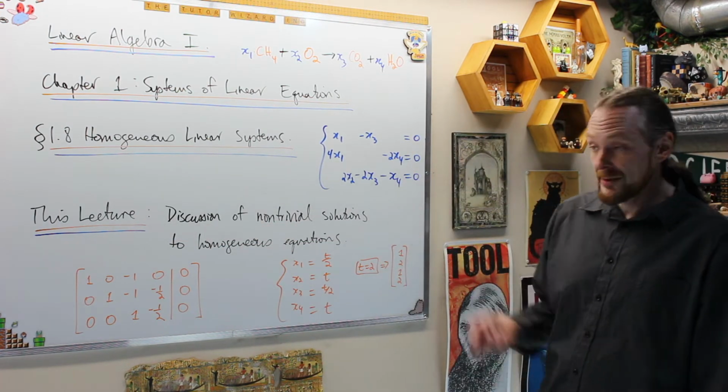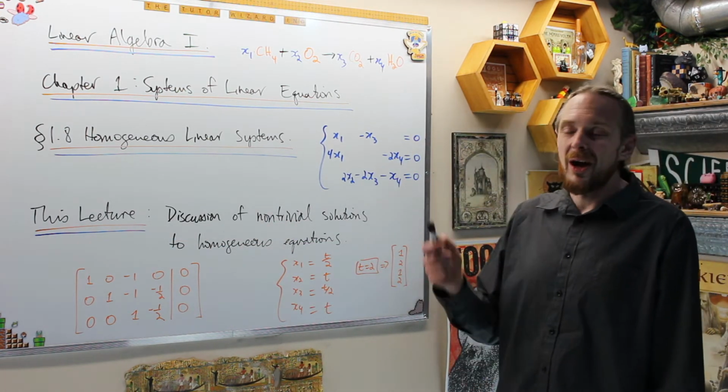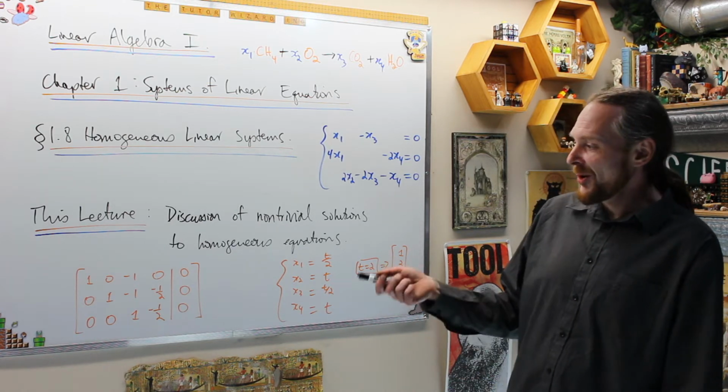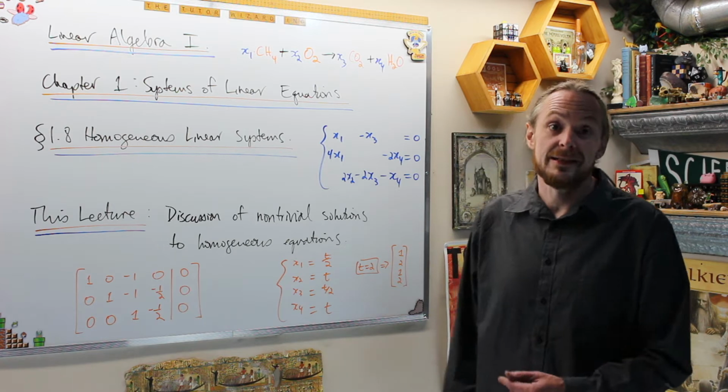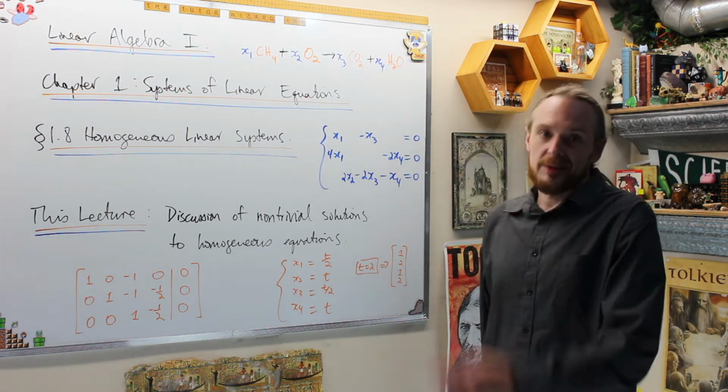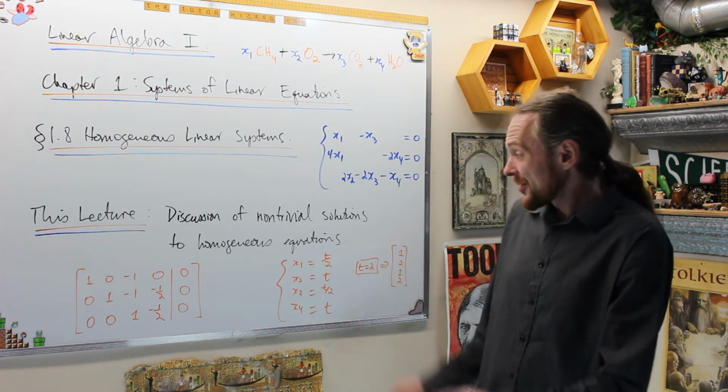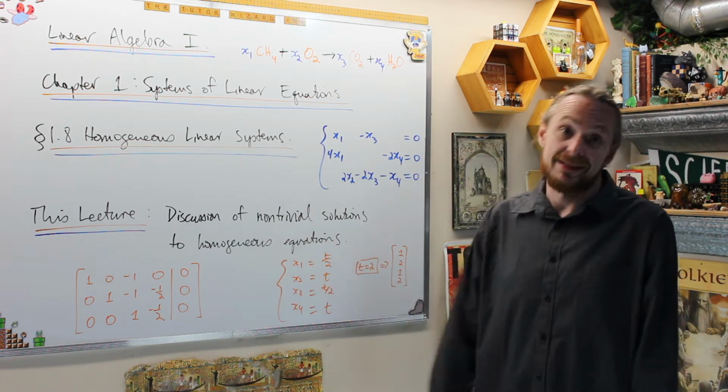What are we going to do this lecture? Discussion of non-trivial solutions to homogeneous equations. We always know that there's a solution because zero always satisfies homogeneous equations. If there's at least one solution that's consistent, that's the only solution. We call it the trivial solution. Otherwise, we want non-trivial solutions to homogeneous systems of equations.